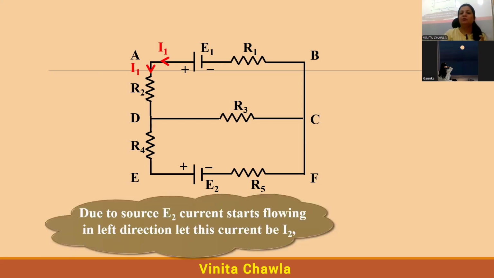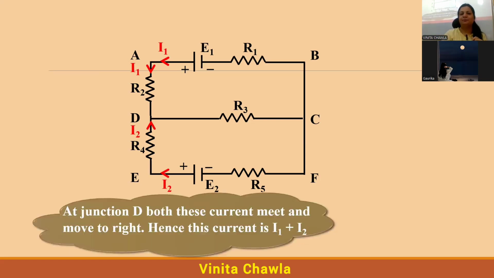And due to source E2, current starts flowing in the left direction. Let this current be I2. So I1 is the current through E1 and I2 is the current through E2, है ना? And both the currents are moving towards each other, so they'll meet at point D. D is the junction where the two currents are meeting.